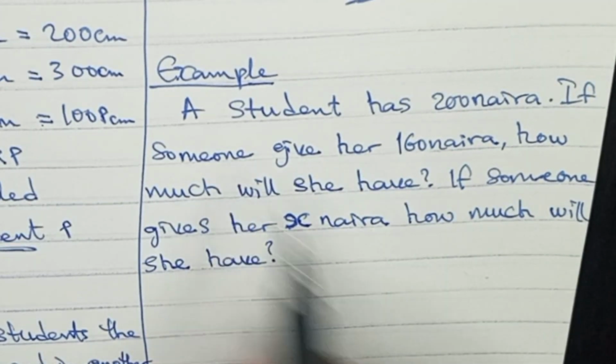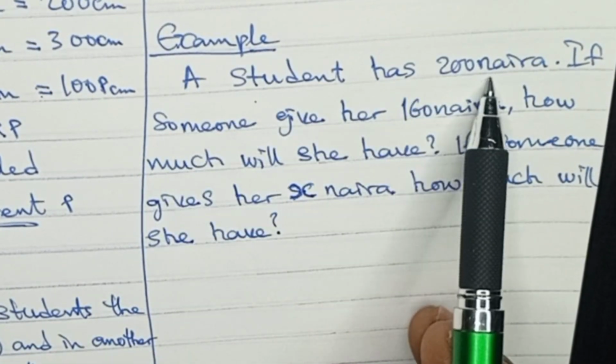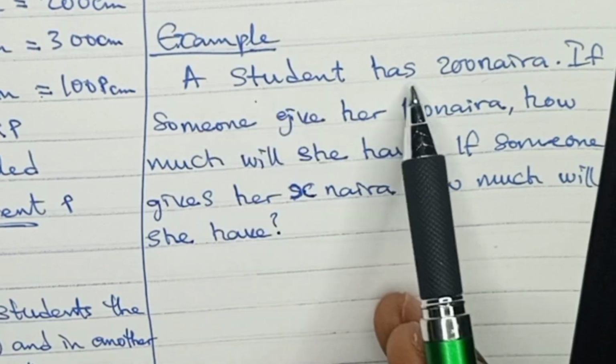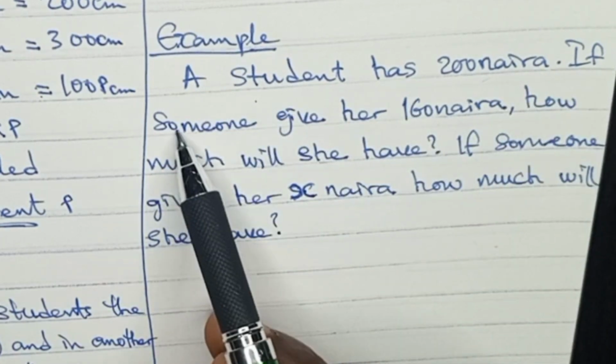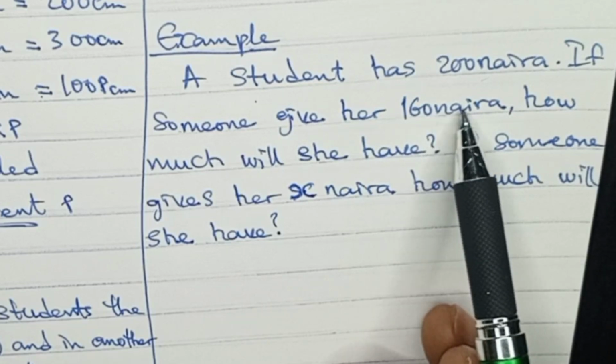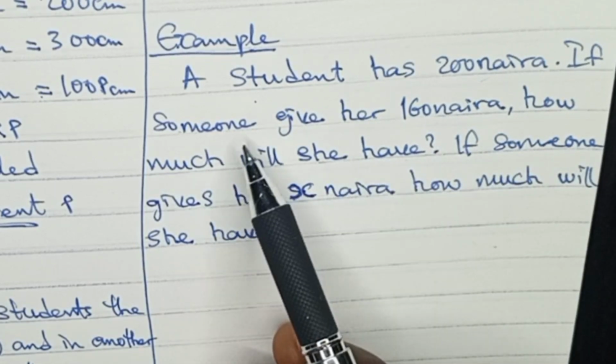Okay, so let's look at this now. In this question, we have a student who has 200 naira in Nigerian currency. If someone gives her 160 naira, how much will she have? That's the first part of the question.